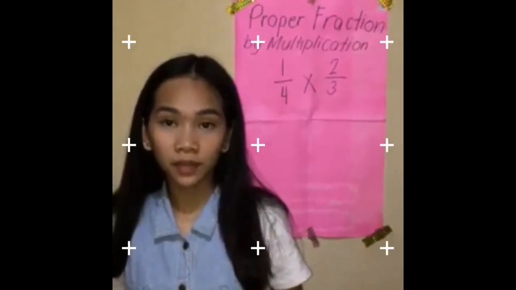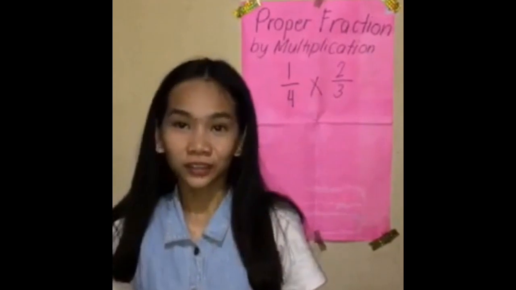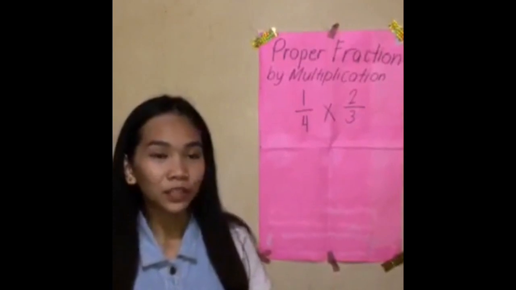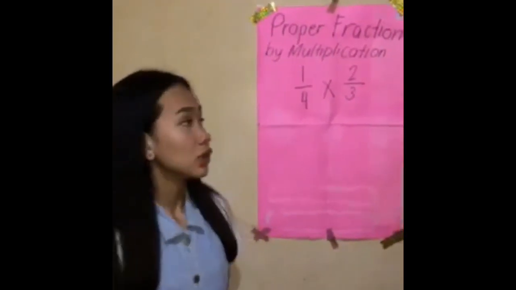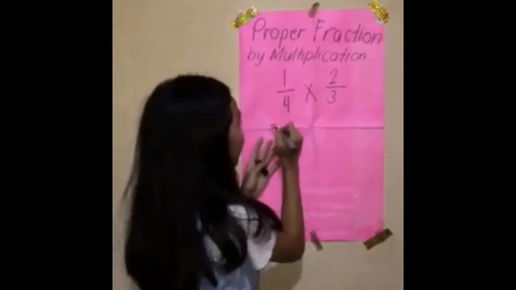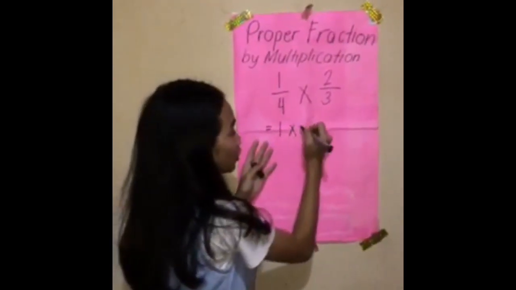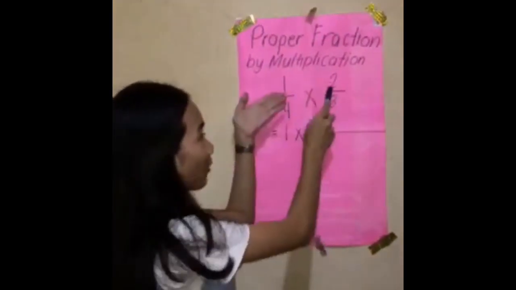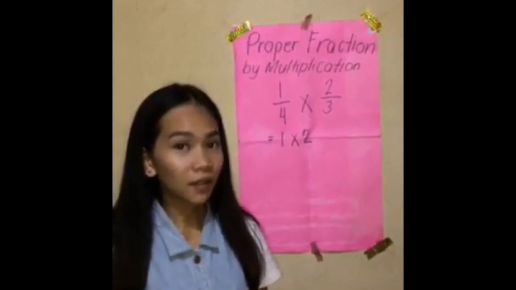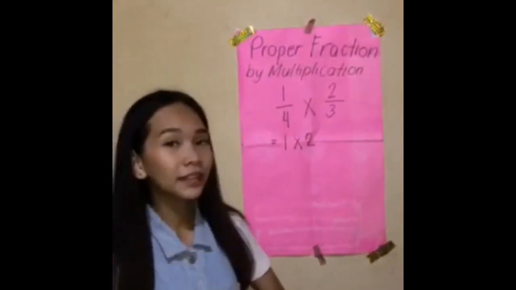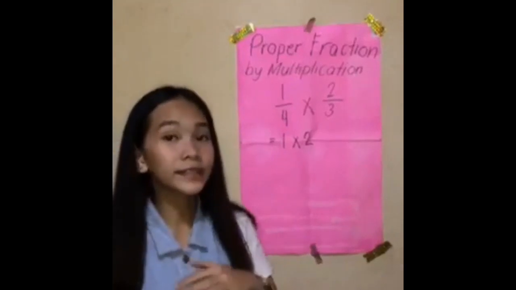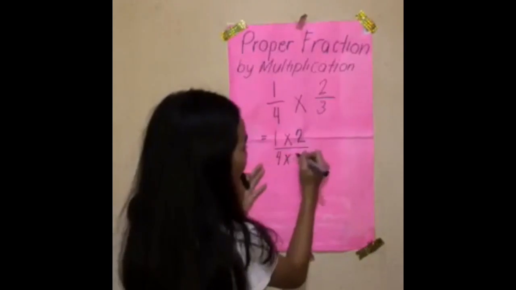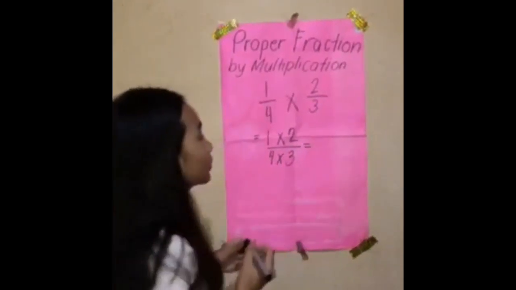3 simple steps are required to multiply two fractions. First step, multiply the numerators from each fraction by each other. So, 1 times 2. The numerator is the number on the top. Second step is to multiply the denominators. The denominator is the number on the bottom. So, 4 times 3.